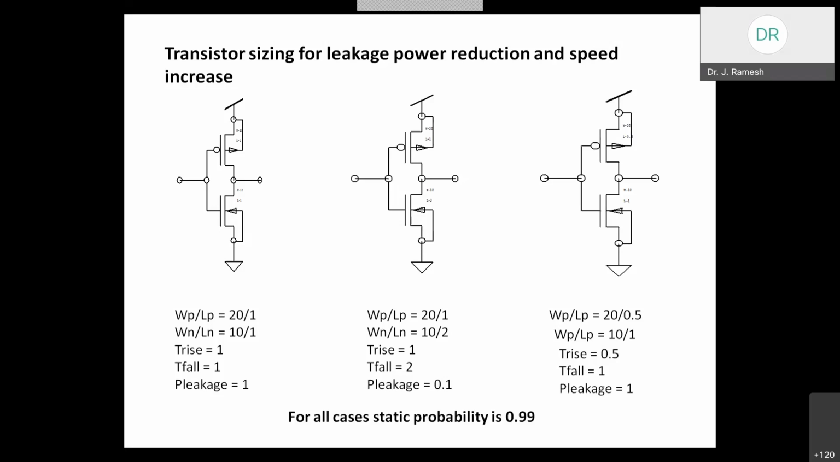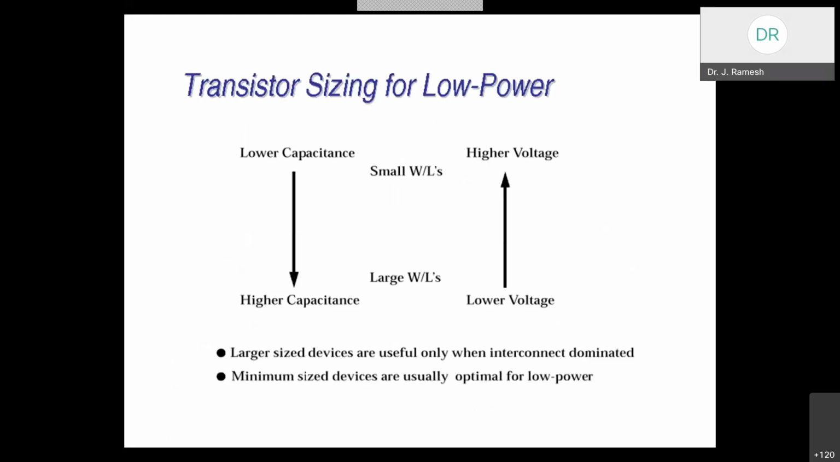Sorry, in the second case I said we have not changed the W by L value, but the NMOS W by L value is changed to 2. Instead of 10 by 1, it is 10 by 2. Here you can see that there is a reduction in the leakage power. For all the cases the static probability is 0.99, but the leakage power is very much reduced in the configuration shown at the center. Likewise, by appropriate transistor sizing, we can reduce the power.